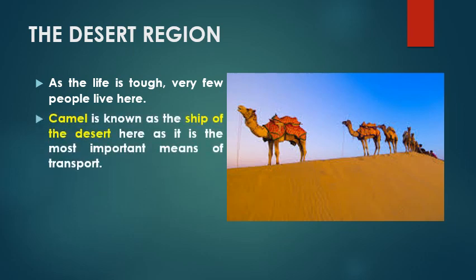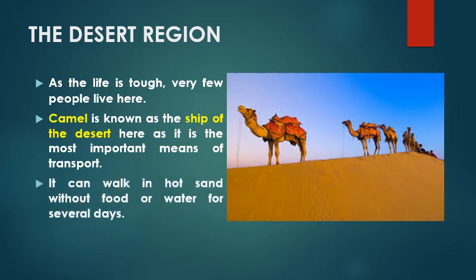Camel is known as the ship of the desert, as it is the most important means of transport. And why it is very important? Because it can walk in hot sand without food or water for several days.